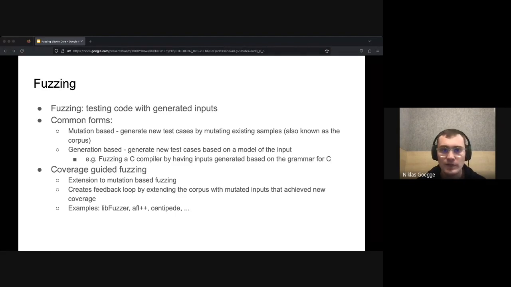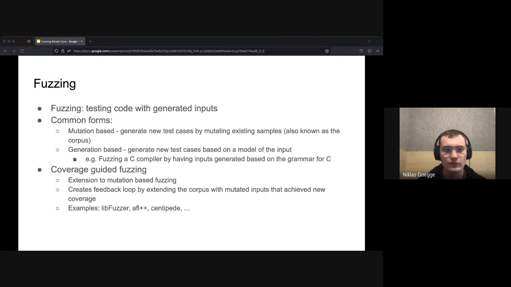And then generation-based fuzzing is where you generate inputs based on a model of the input. So for example, if you're fuzzing a C compiler and your inputs are valid C programs, then having inputs generated based on the grammar of C could be a good thing. Otherwise, if you're doing the mutation-based approach, you're going to get a lot of C programs that aren't valid C programs.